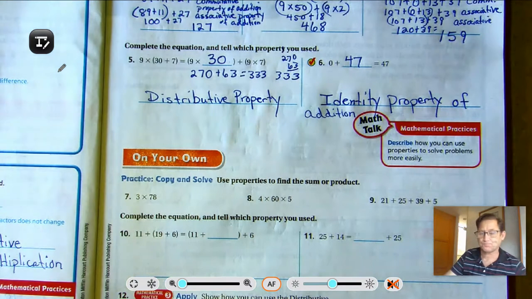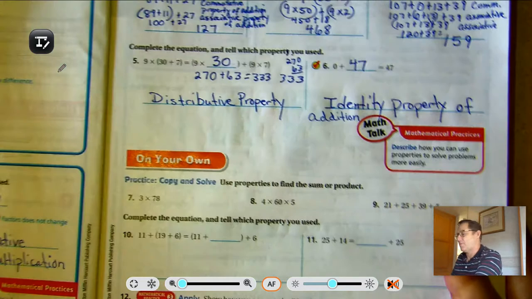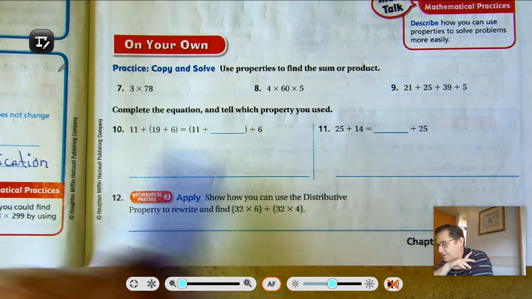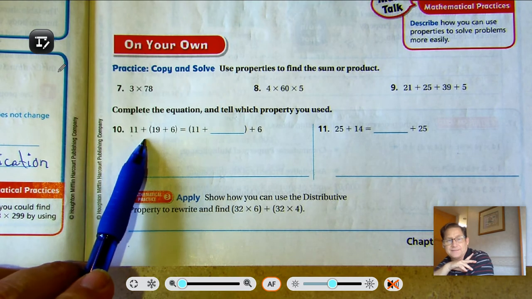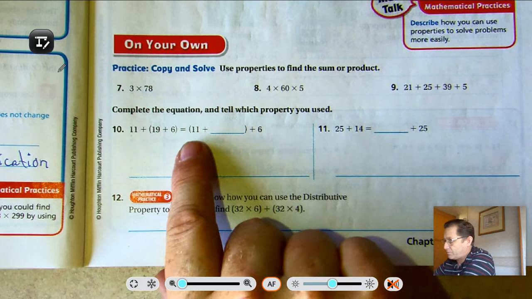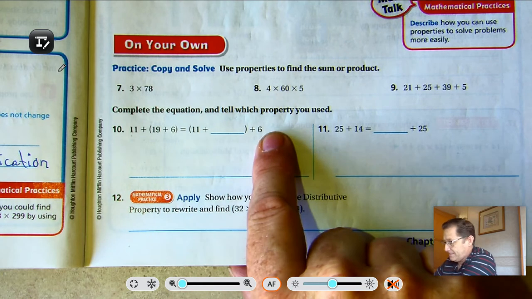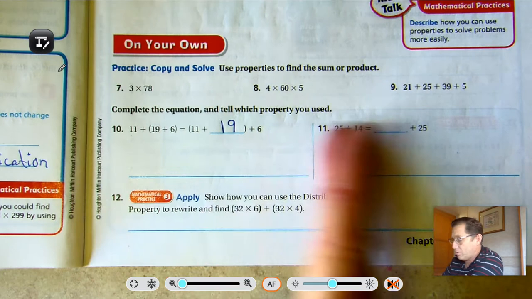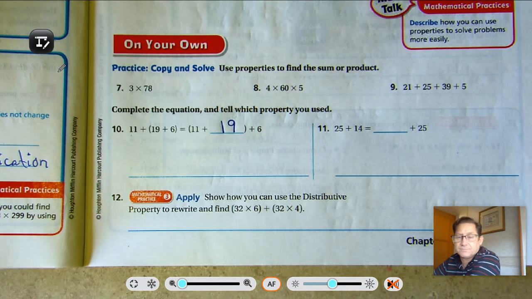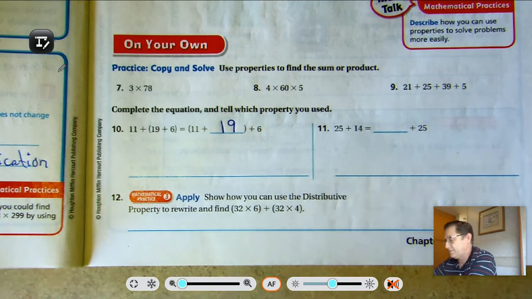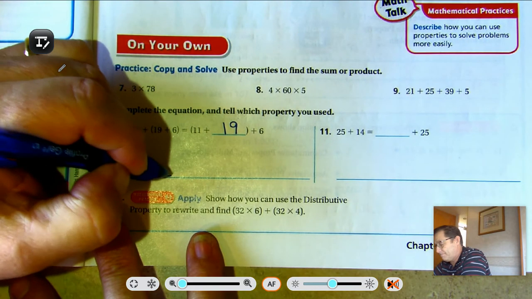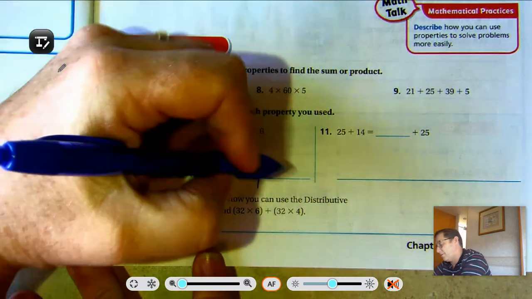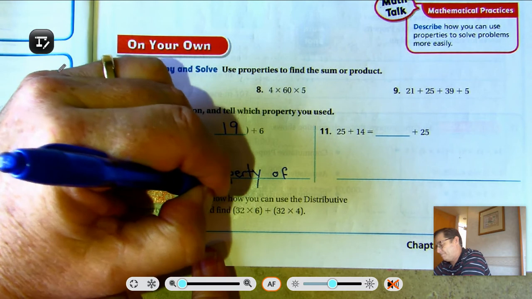All right, number 10. Complete the equation and tell which property you used. All right, so let's again look very closely. So we have an equal sign, so that's why we're having an equation. We have 11 plus the sum of 19 plus 6. And then I see the parentheses now includes the 11, and the 6 is on the outside. So I have to use the same add-ins, so that has to be a 19. So what did they do? They didn't change the order of the add-ins. They just changed how they're grouped. If you change how things are grouped, you use the grouping property, which is the associative property. Okay? The associative property of addition.